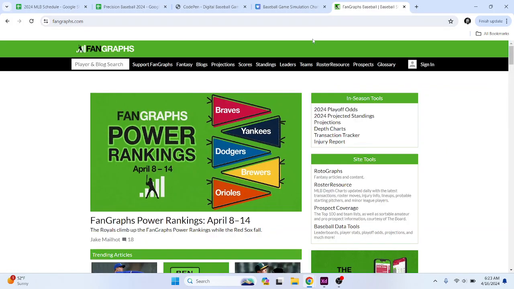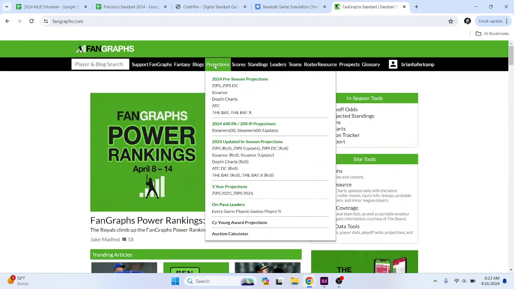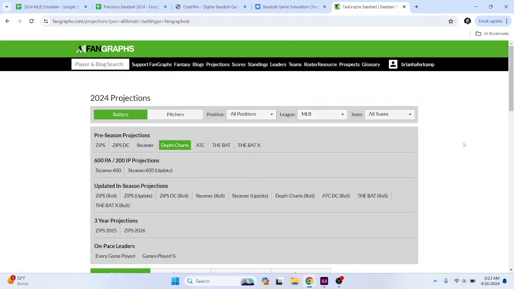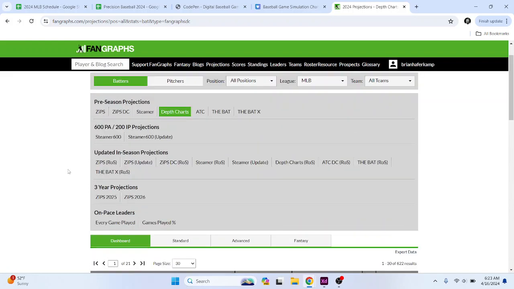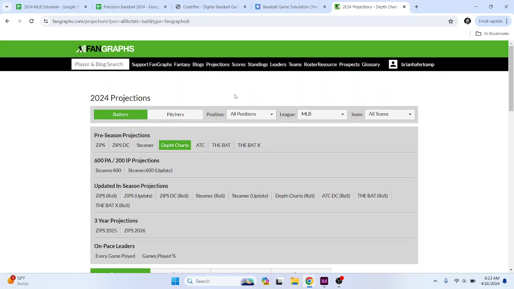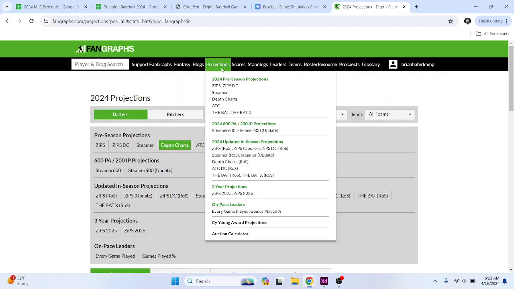I went to Fangraphs and I found the projections. Let's see. I don't know exactly how I got there or what I looked for. It was under their projections, but I just don't remember exactly where. These are preseason.